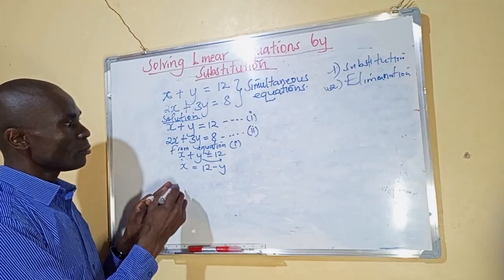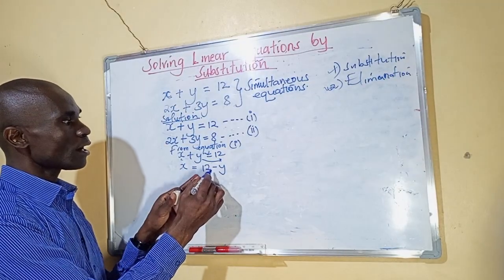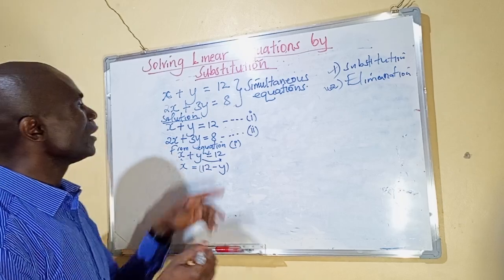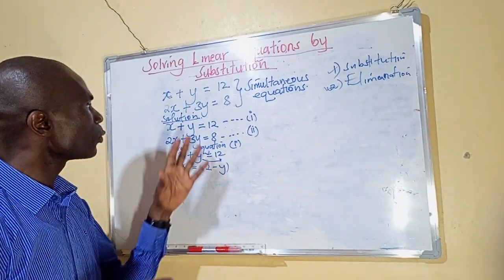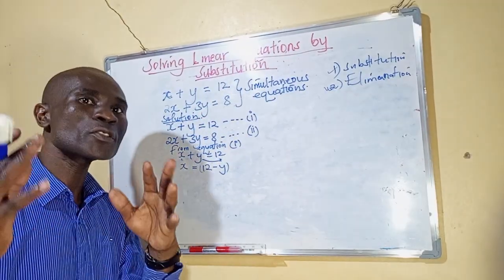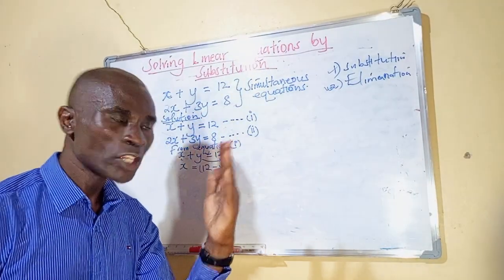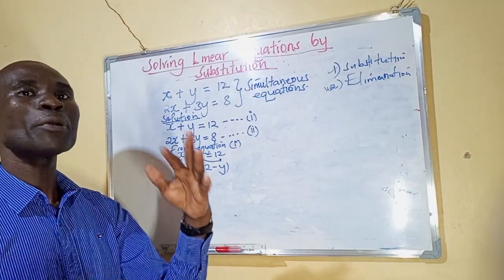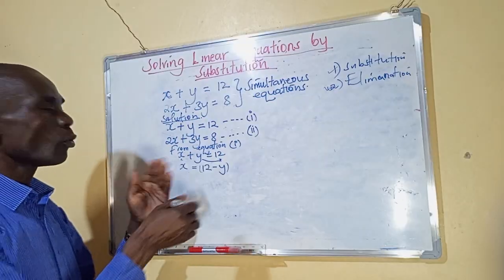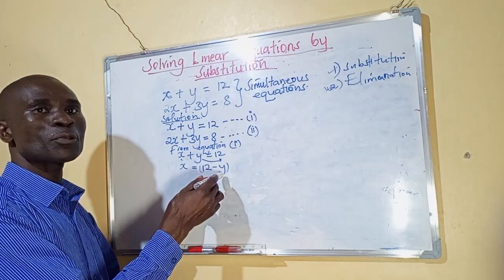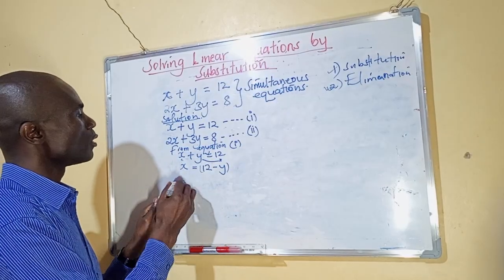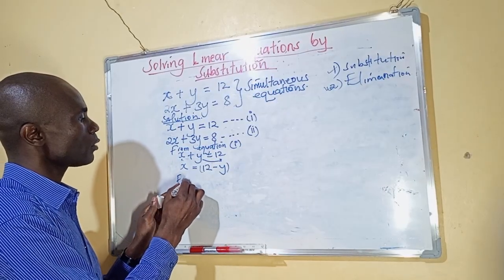So here we are saying our x now is 12 minus y. So in equation 2, we now substitute, we now replace. We said substitution is simply replacing. So in equation 2, we now replace what we have gotten as part of equation 1. Wherever x is, we substitute with 12 minus y.